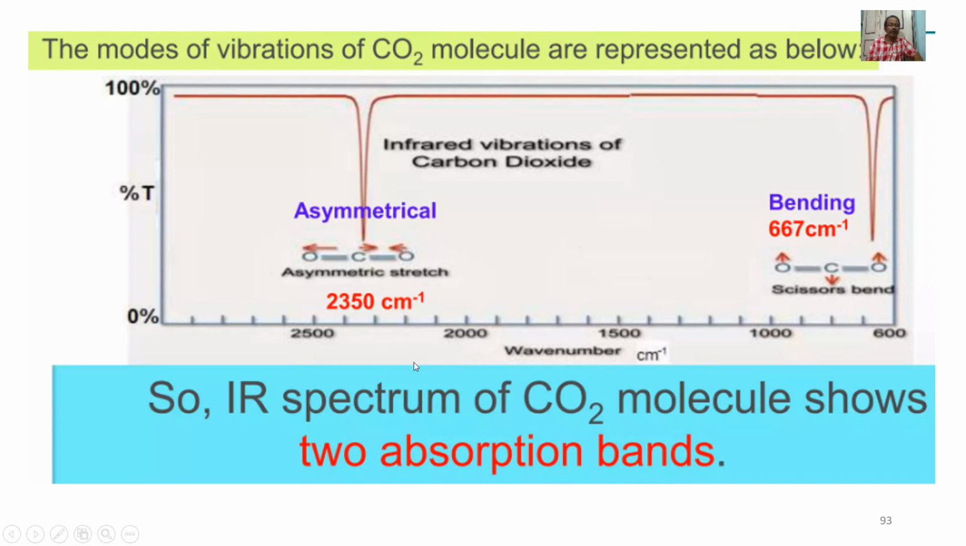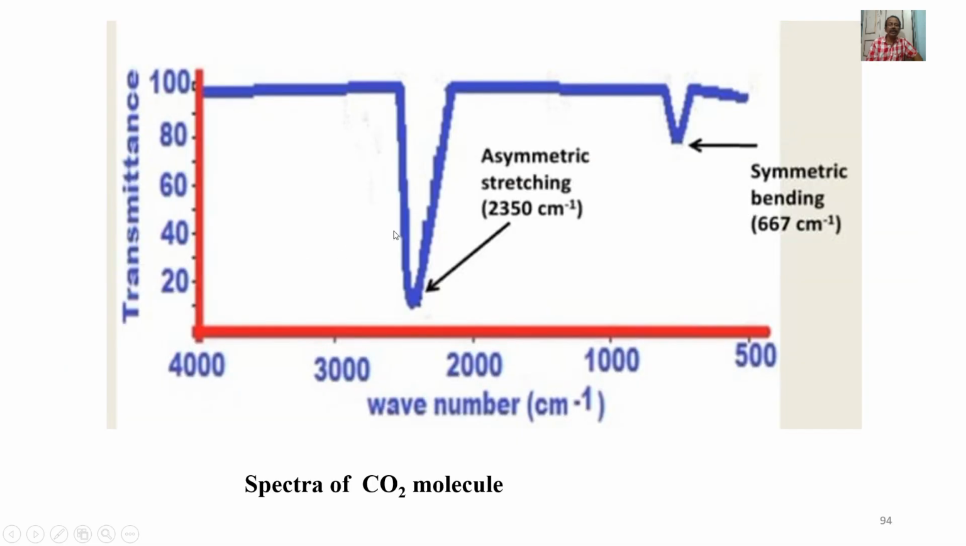So the IR spectrum of the CO2 molecule shows two absorption bands. Here it is, two absorption bands. One is at 2350 and another one is at 667 per centimeter. This one is about asymmetric stretching, and this is about symmetric bending, doubly degenerate. And this picture is nothing but the spectra of the CO2 molecule, transmission with wave number.